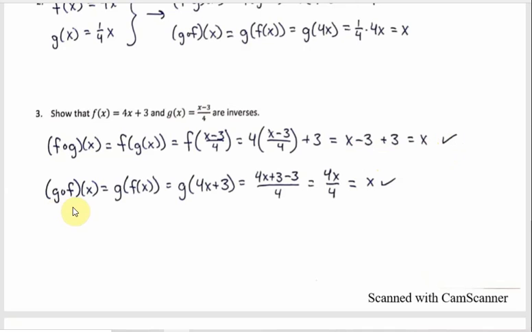Then g composed with f, that's going to be g of f of x, but f of x is 4x plus 3. So we need to take that, subtract 3, and then divide by 4. But this numerator is really just 4x, right? And then 4x divided by 4, that's x. So you get what you're supposed to. That one works out as well.